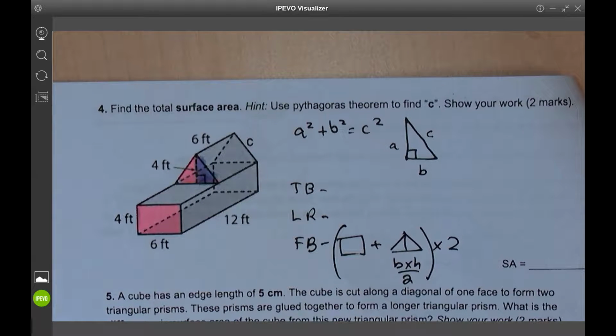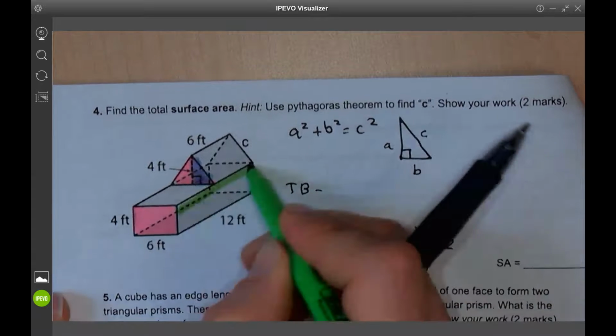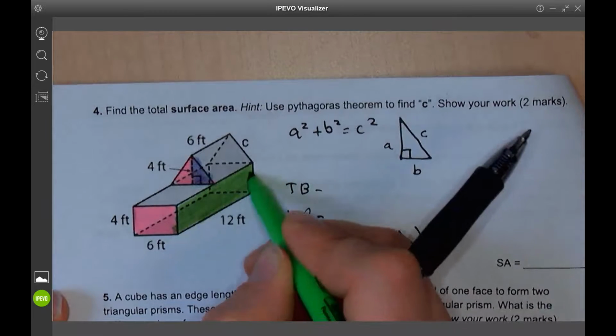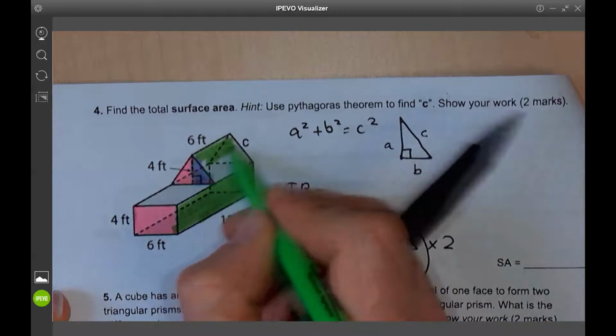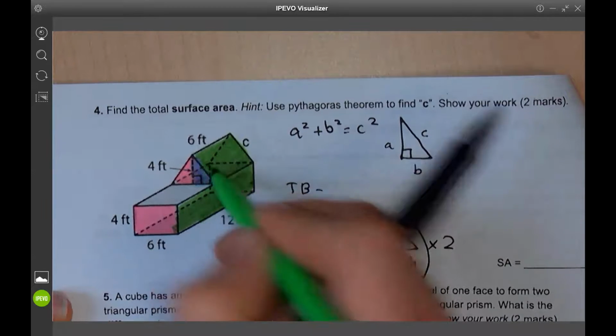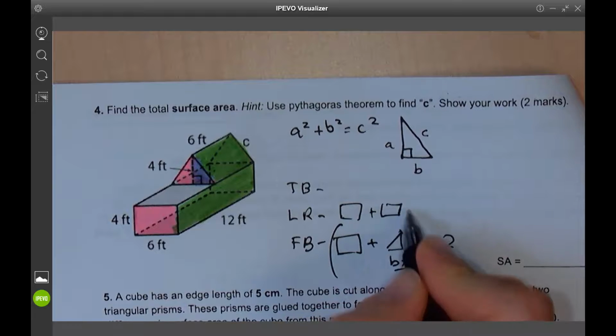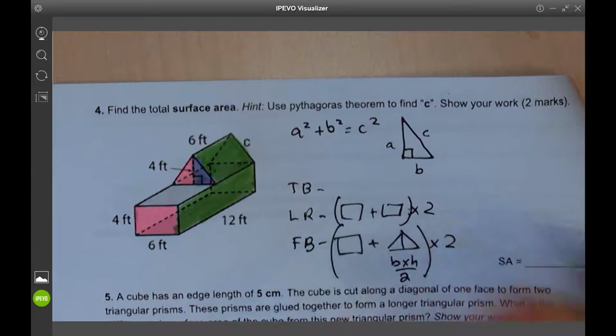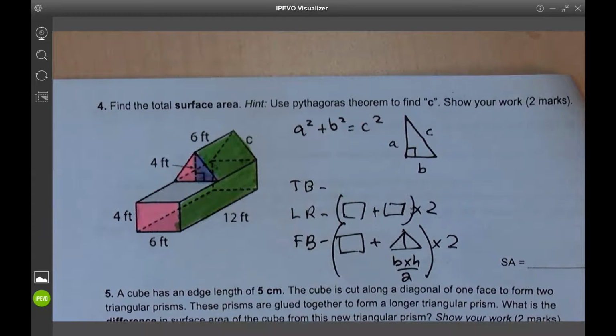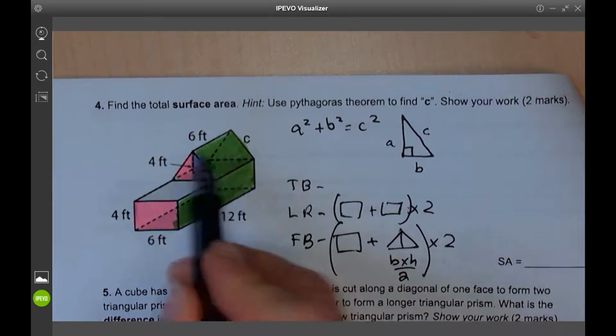Let's call it left, right. You should easily be able to get this surface. You should easily be able to get this surface as your left, right. Add those together. Multiply them by 2. Okay, and you're going to get your left, right. Top and bottom, this is already taken care of.